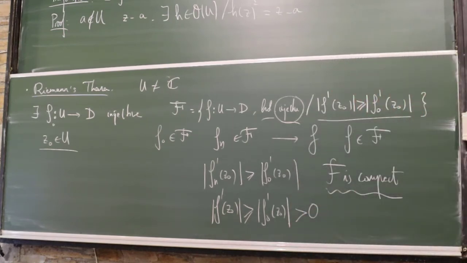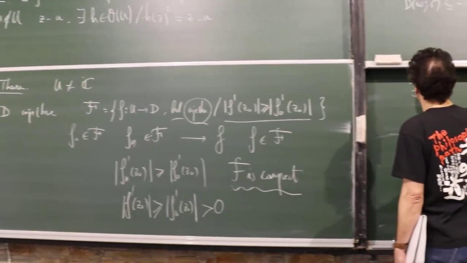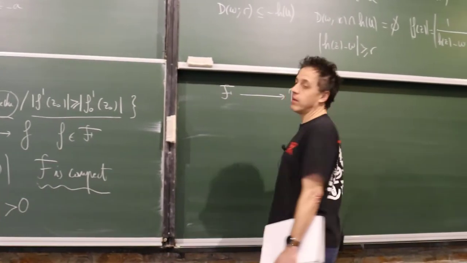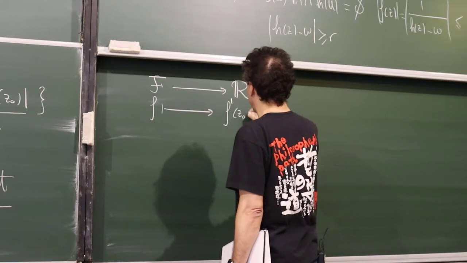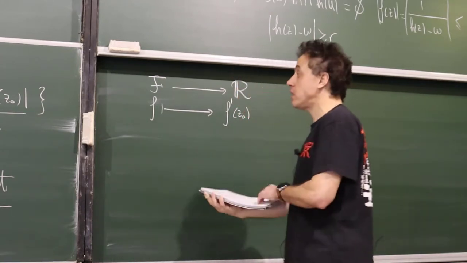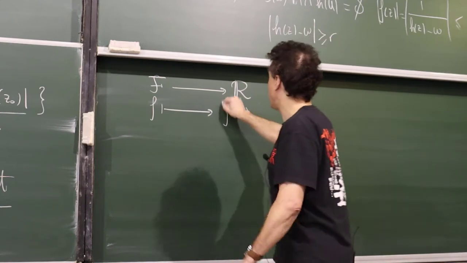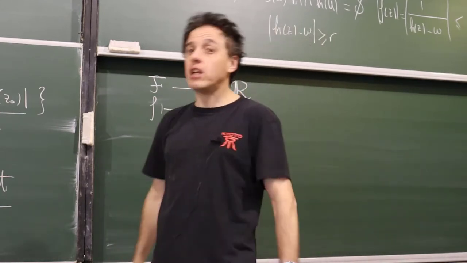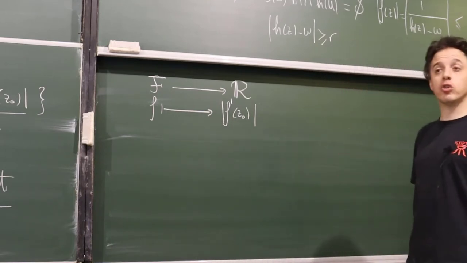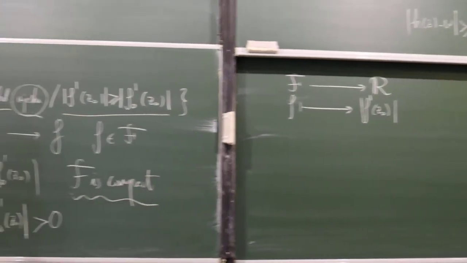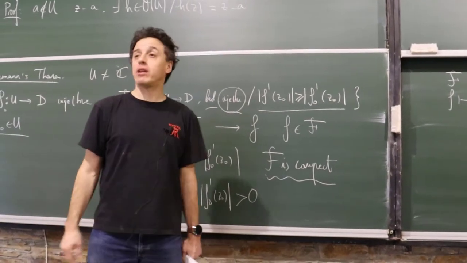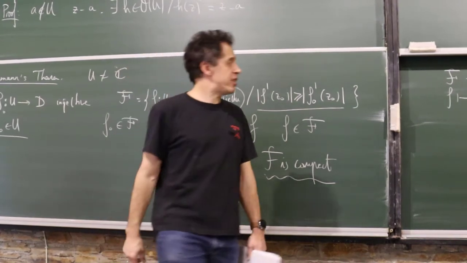Okay, so you have a non-empty compact set. Now let us consider the following map from this compact set to R. Take any function f and evaluate the derivative at z0, and take the modulus. This is a continuous map, quite easy to see, and the set is compact. So the image of a compact set by a continuous map must be compact, so in particular it must have a maximum, by Weierstrass theorem.